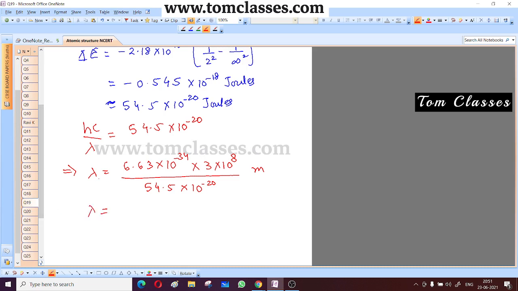Let's see. 6.63 multiplied with 3 is 19.89, divided by 54.5, that is 0.365, into 10 to power minus 20 plus 28, so minus 6 meter. So lambda is equal to 365 nanometer, right? That is quite near the visible range.